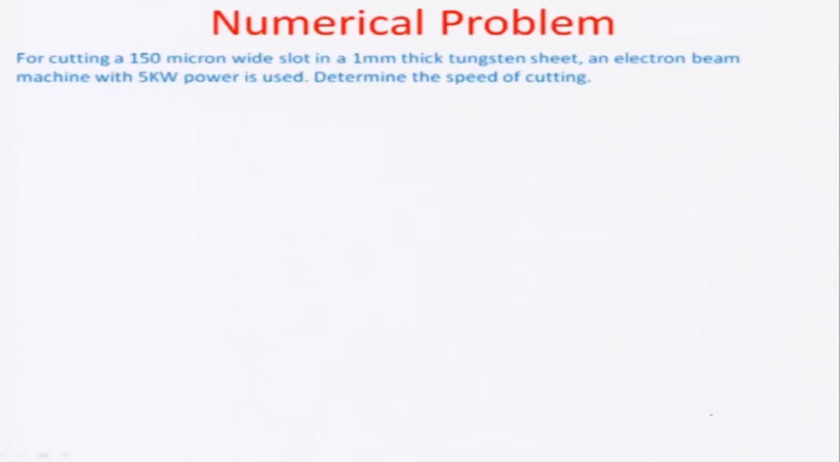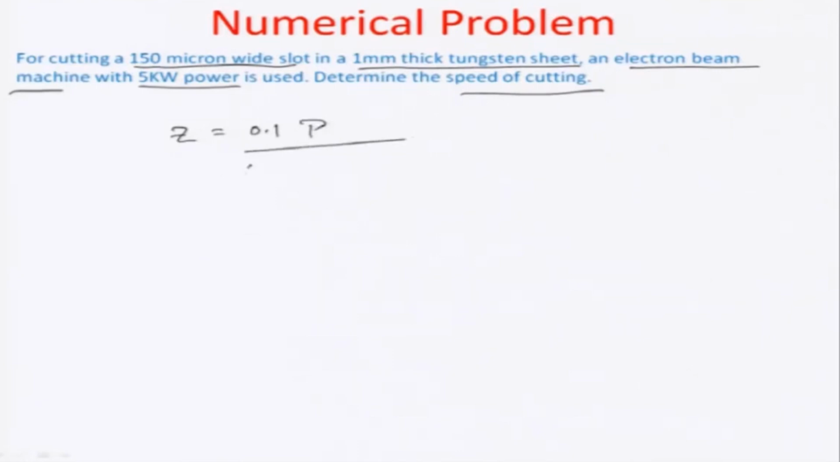Let us look at this numerical problem where you want to cut a 150 micron wide slot in a 1 mm thick tungsten sheet and use an electron beam machining process with 5 kilowatt power, and we have to obtain the speed of cutting in this particular numerical example. So, we already know that there is a formulation which has been obtained with dimensional analysis and experiments as z equal to 0.1 times power p divided by theta m root of k d v rho c.